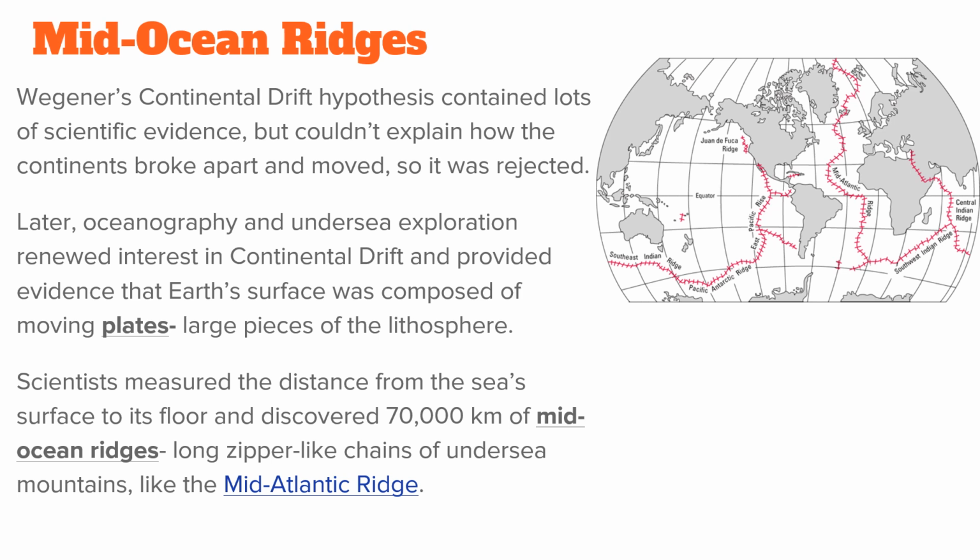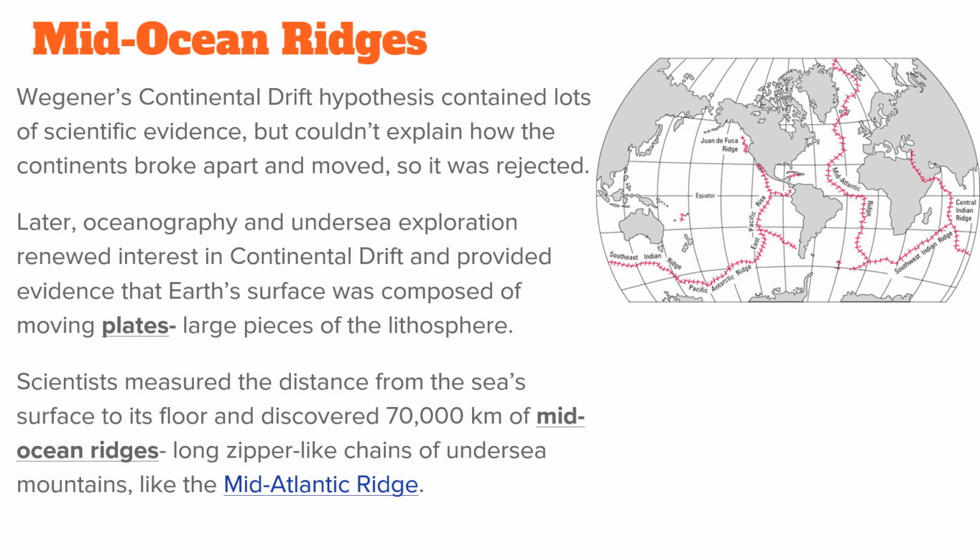Scientists measured the distance from the sea surface to its floor and discovered 70,000 kilometers of mid-ocean ridges, which are long zipper-like chains of undersea mountains, like the Mid-Atlantic Ridge. So we're going to use this image here, which is similar to Figure 3, which is a mapping of mid-ocean ridges in the mid-20th century, provided support evidence that Earth's surface was composed of moving plates.